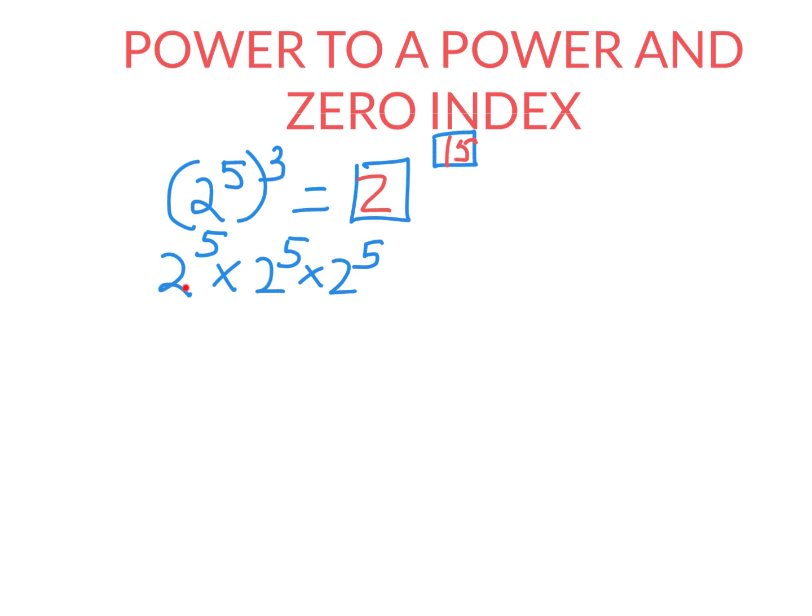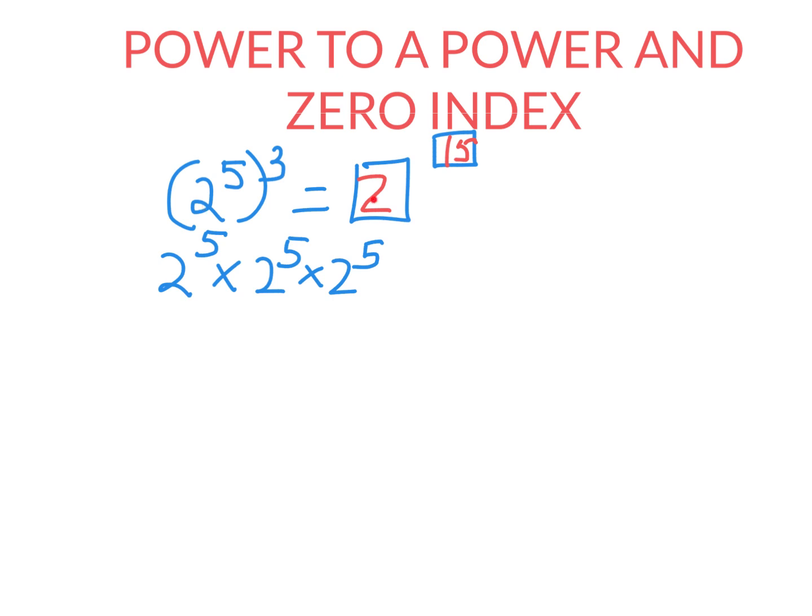But we want to do that without writing this in expanded form because that could take a while. Imagine if it was 2 to the power of 5 to the power of 10. We wouldn't want to write this out 10 times. So there is a quick way. We can go straight from here to the answer without having to write out in expanded form.